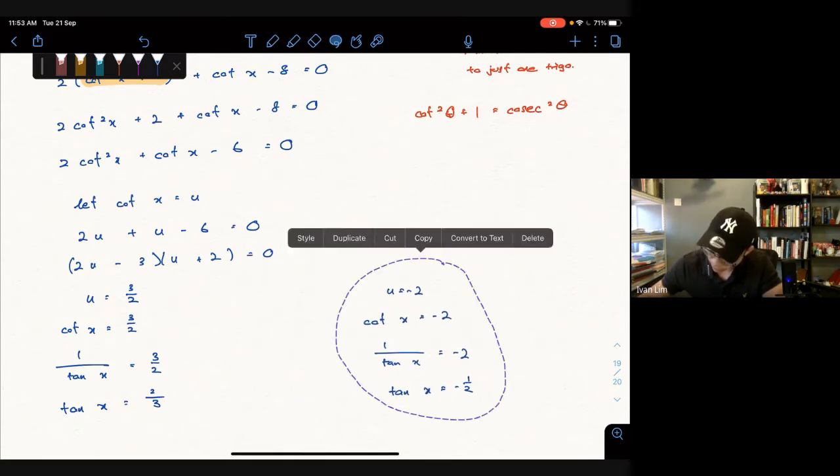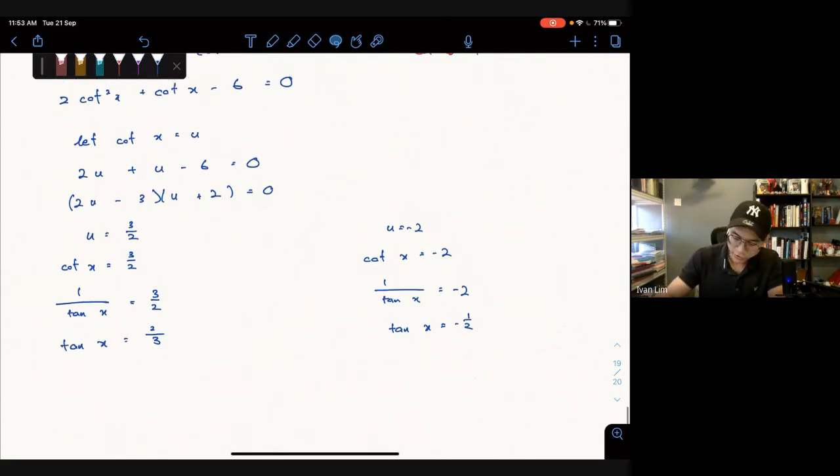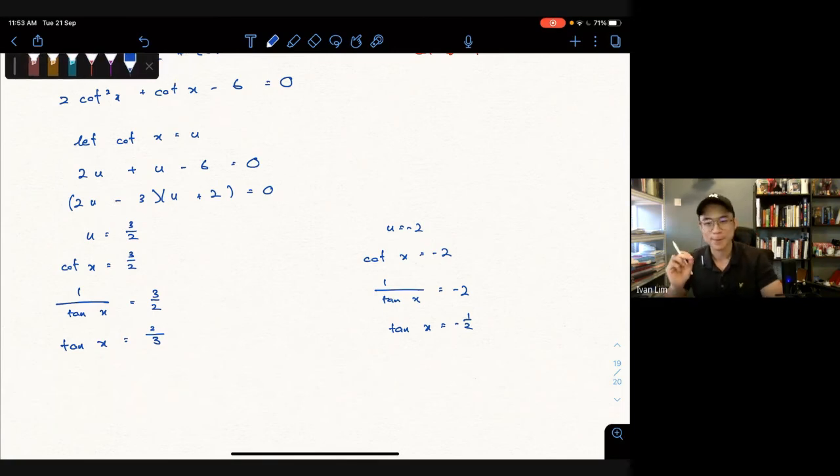So, do you still remember how to solve this? Tangent x equals 2 over 3. Tangent x equals negative half. I hope over the weekend you all have been trying this. Like what I said, if you don't practice, everything is linked together. So, how to do this?